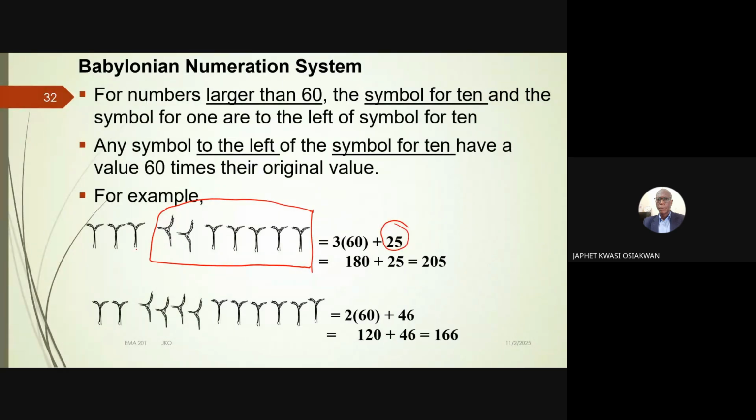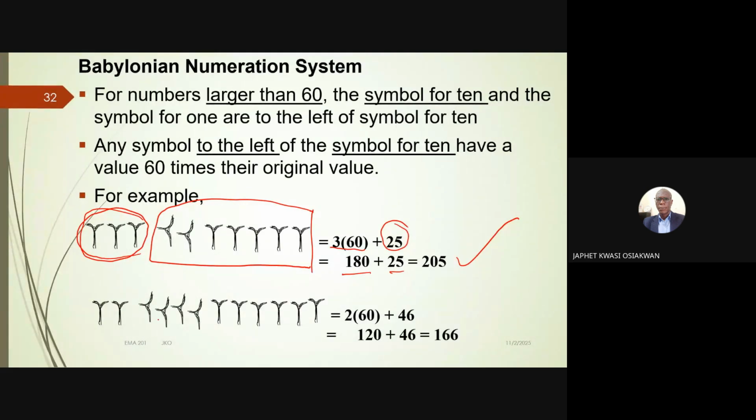Now, because these symbols appear to the left of the 10, what is their value? They are all 1, 1, 1. So that's 3. So it will be 3 times 60. I hope it's clear. Yes, sir. When you multiply 3 by 60, you get 180. 180 plus 25 is 205. That number represents 205.